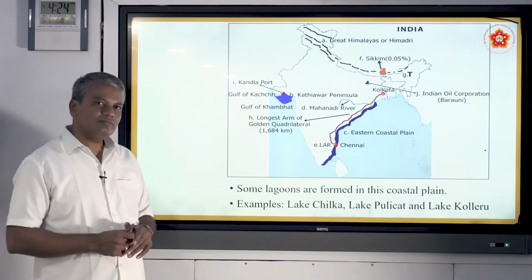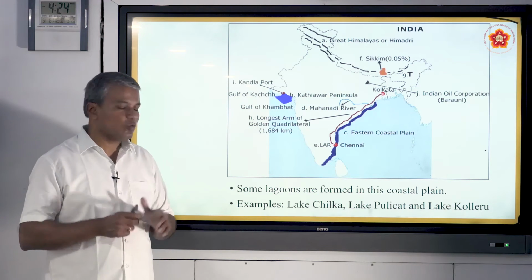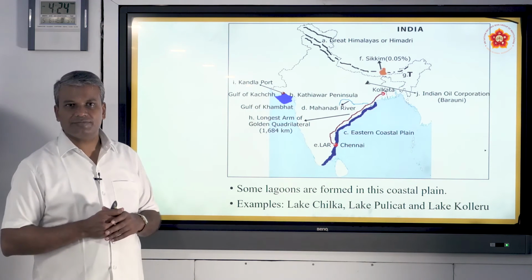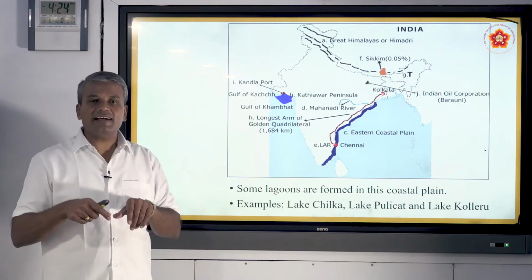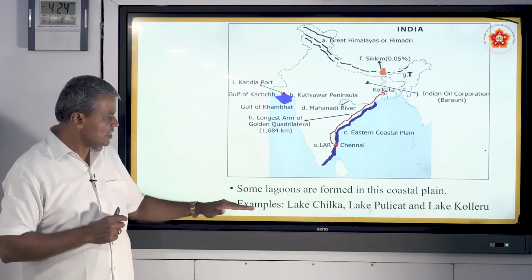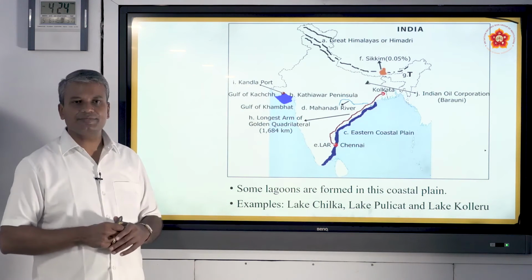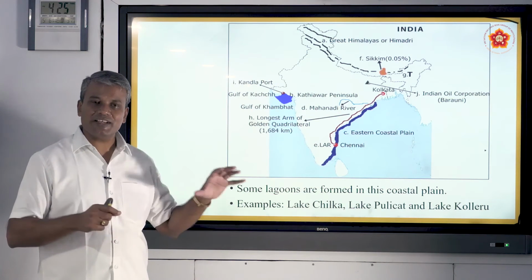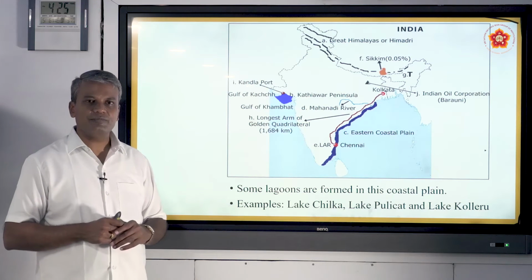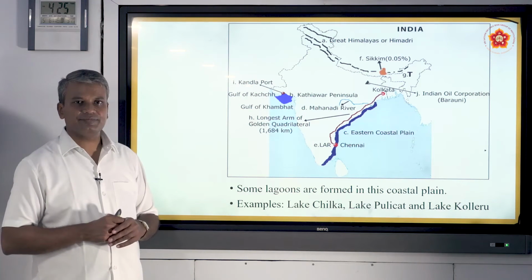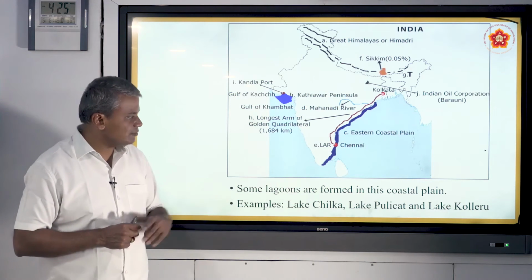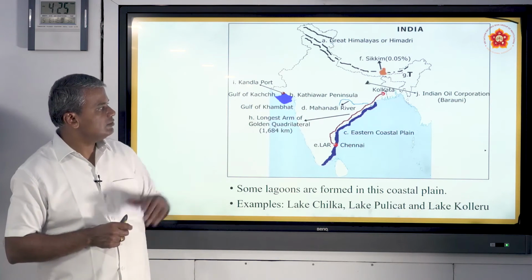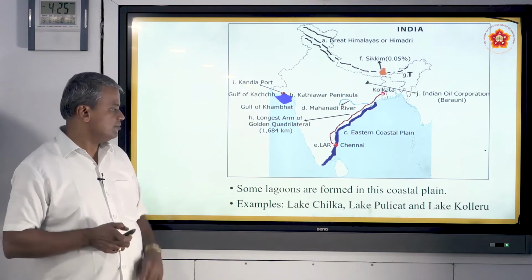So some lagoons are formed in this coastal plain. Lagoons means nothing but backwaters. Examples of these lagoons are Lake Chilika, Lake Pulicat and Lake Koleru. These are some examples of lagoons which are formed by these coastal plains.